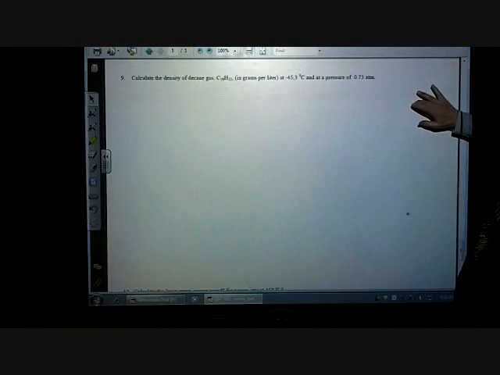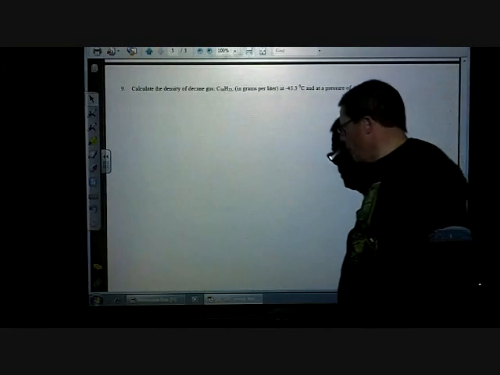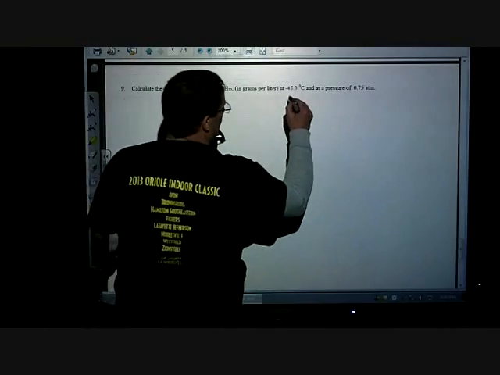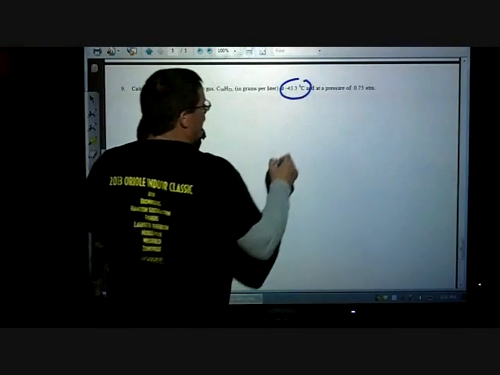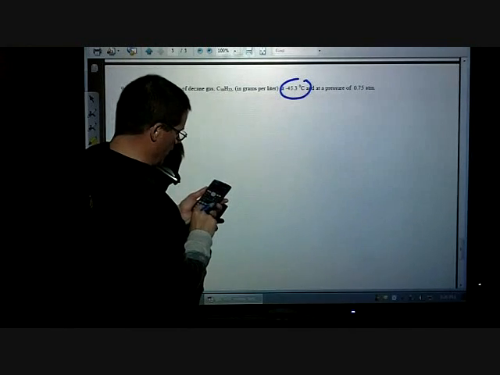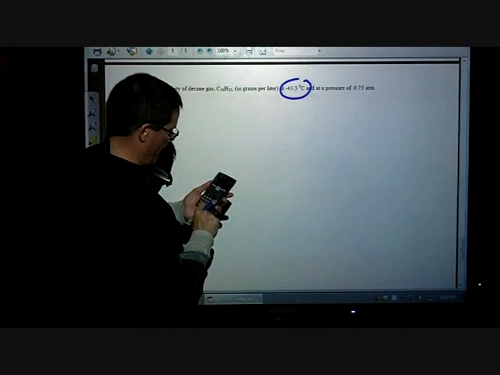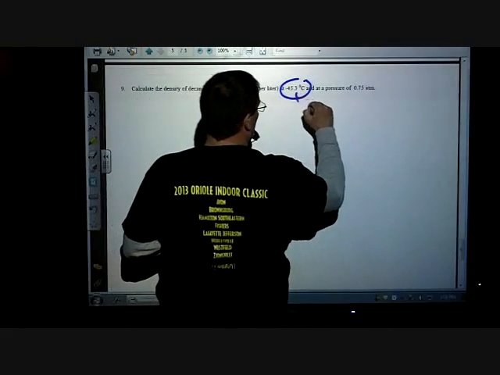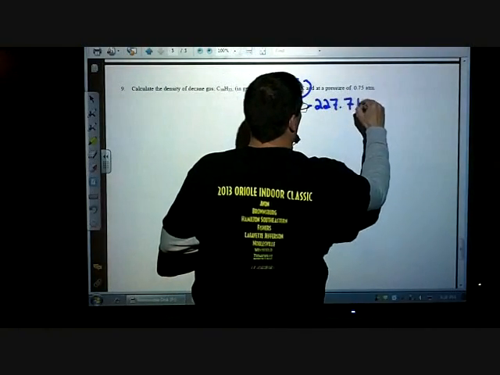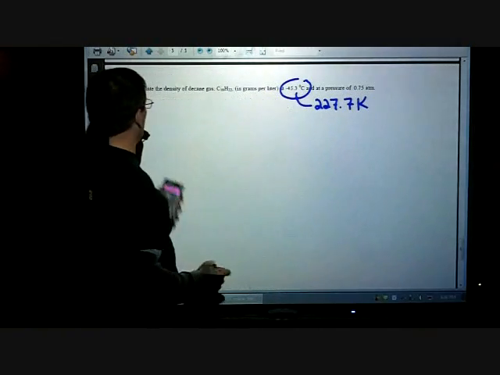All right, number 9. Number 9 asks you to calculate the density of decane gas in grams per liter at negative 45.3 degrees Celsius and a pressure of 75 atmospheres. First thing is, let's take care of that. That negative 45.3 is not going to be good. So add 273 to that. And that gives us a temperature of 227.7 Kelvin. Our atmospheres are good, so we're good with that.